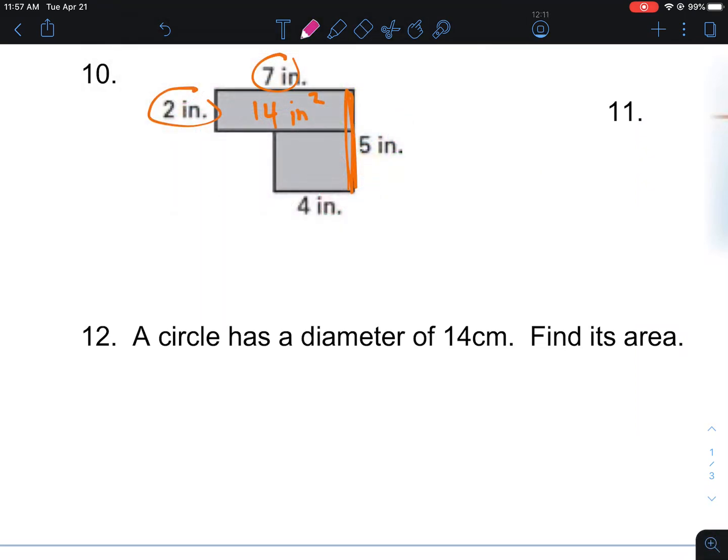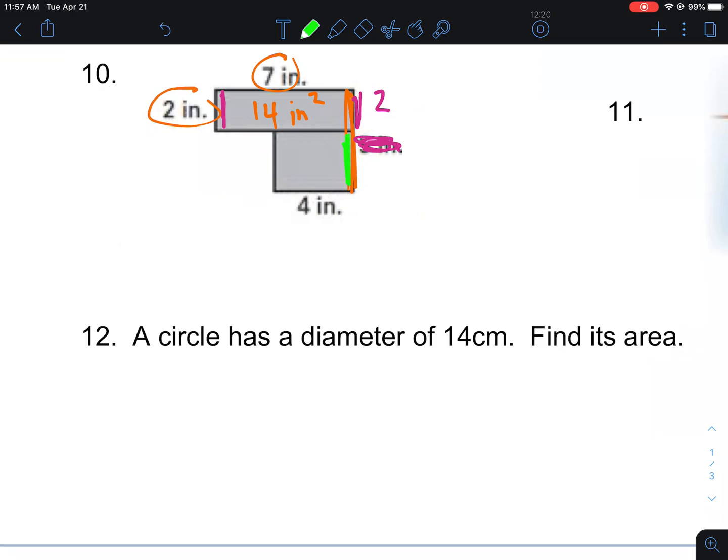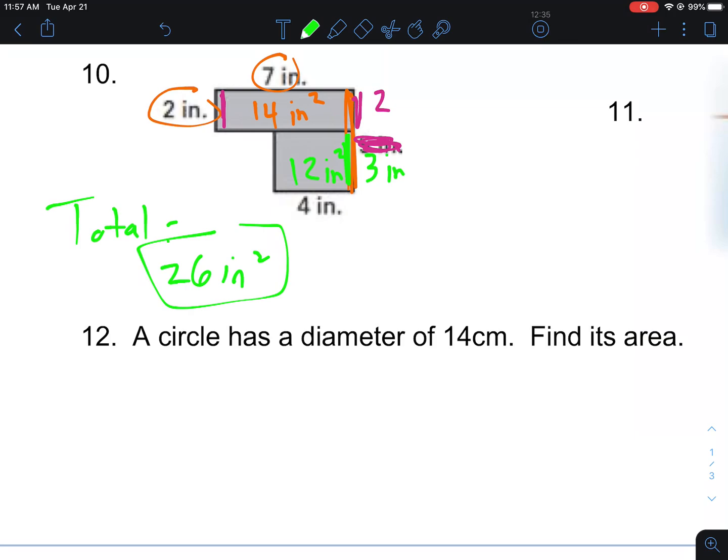Remember, if this is 2, this length is 2. And if the entire length is 5, that means this particular length here is 3. So 3 times 4 would give you 12 inches squared for that smaller rectangle. And then the total would be the sum of those two, which is 26 square inches. So if you ever have a compound shape, just be careful.